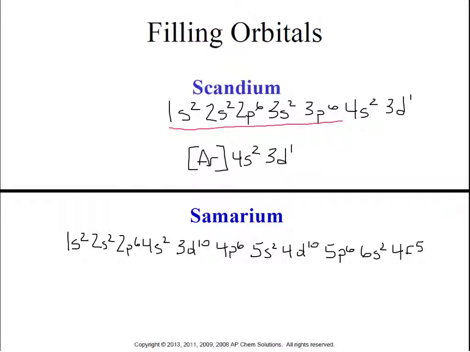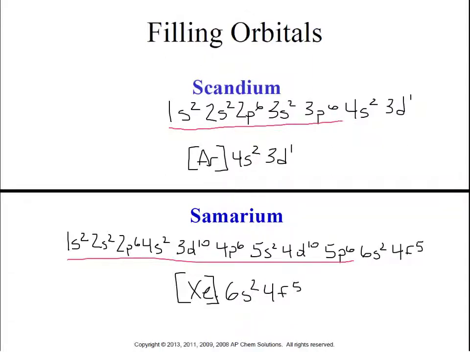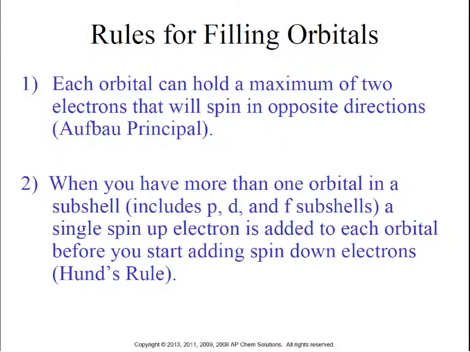Alright, samarium is quite a bit longer. It goes all the way up to 4f5. But if you follow the periodic table and see how it goes, you should be able to come up with this fairly easily. And if we want to do the noble gas notation, we can follow this over and find that the last p6 is right there at the 5. And that would be the noble gas notation for xenon, followed by 6s2, 4f5.